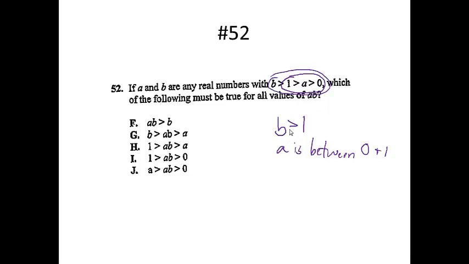So if I multiply B times a number that's smaller than 1, I'm going to get a number that's less than B. So my answer is going to be less than B. And when I multiply A by a number that's bigger than 1, I'm going to get a number that's bigger than A. So I just need to look at which product gives me a number that's less than B, but bigger than A, and it's going to be choice G.